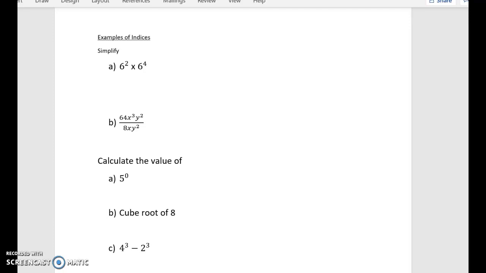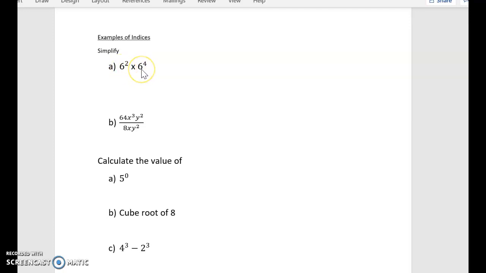So I've got these examples of indices using indices rules. If you look at this first one here, it's all about simplifying. Simplifying is collecting the terms, not coming up with an answer like 420 or whatever. It's actually combining these two to come up with another new power. You can only combine the two if the base number, that's the big number, is the same.